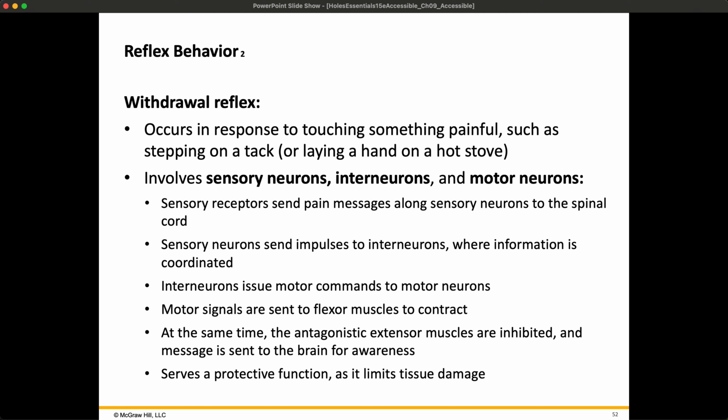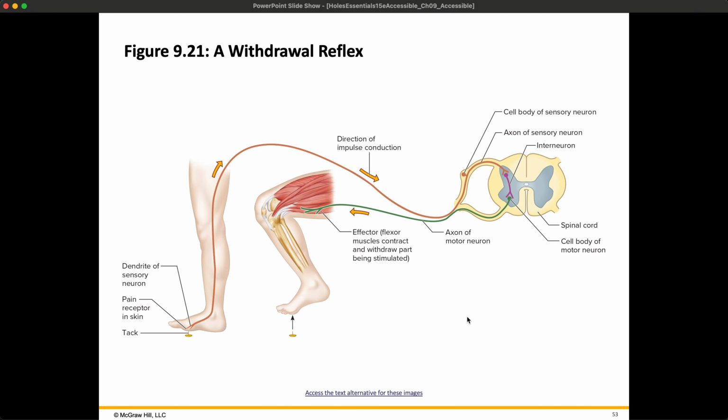The withdrawal reflex is another one of those, a response to touching something painful. You have sensory neurons, interneurons, and motor neurons. Sensory neurons sending pain messages. There's those interneurons to transmit that information and figure out what kind of response needs to be had. And then motor signals to flex your muscles to contract. So there you can see that, if you step on something sharp, you have this interneuron, because it's a slightly more complex action, especially if you're trying to do something like withdrawal. That then requires a shifting of body weight, so you have to have other muscles on the other side of the body ready to balance you out.